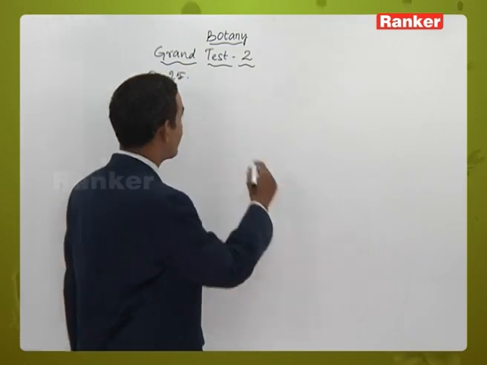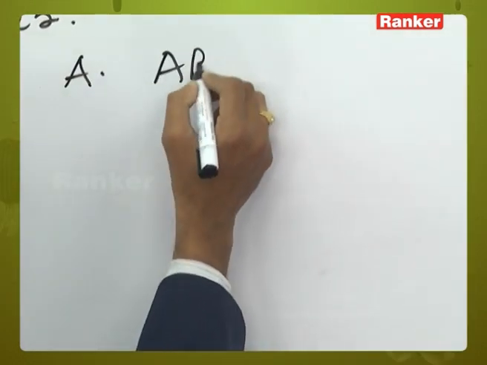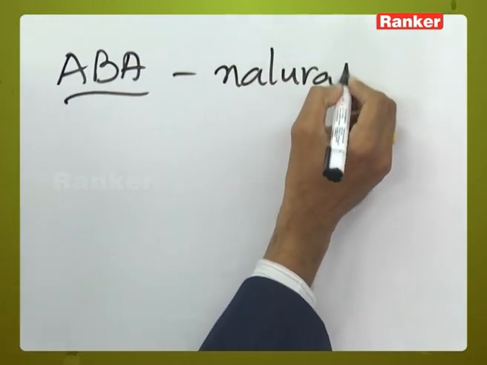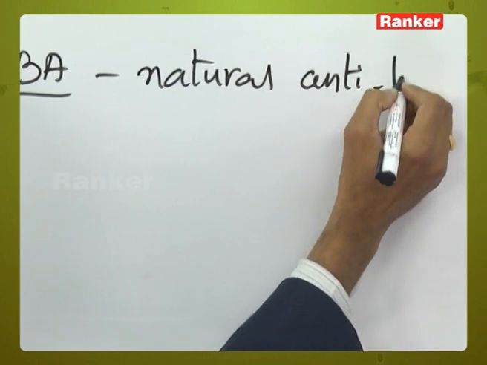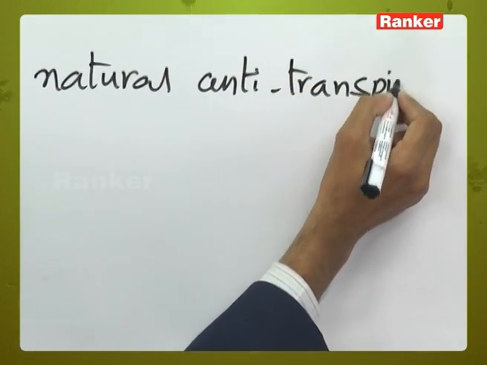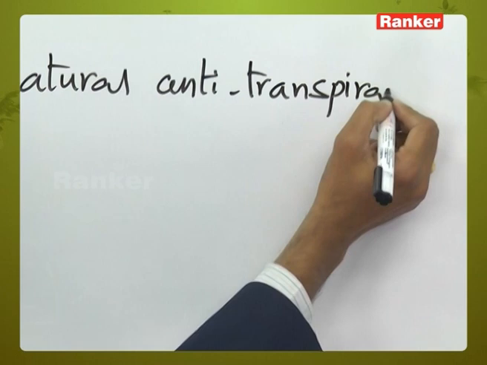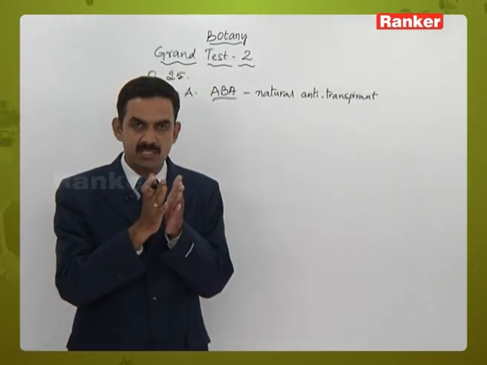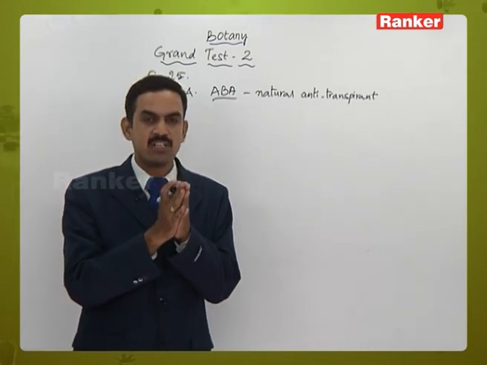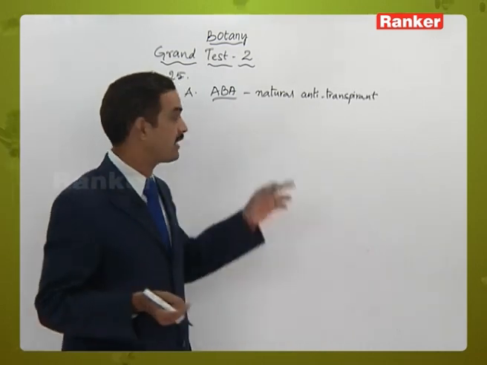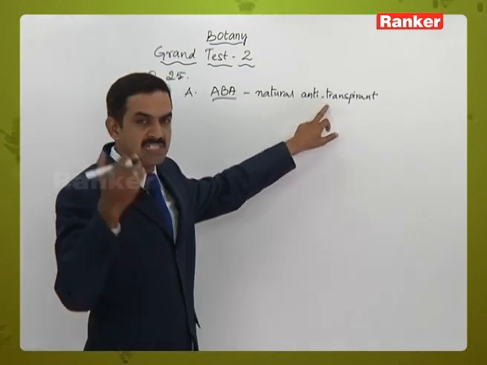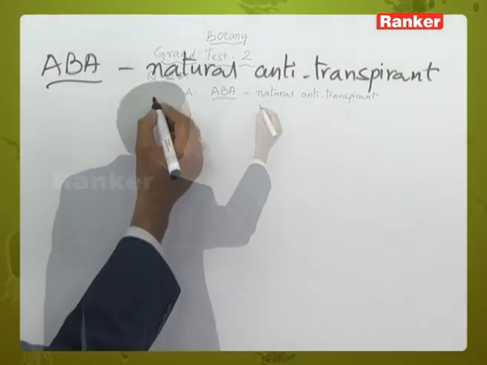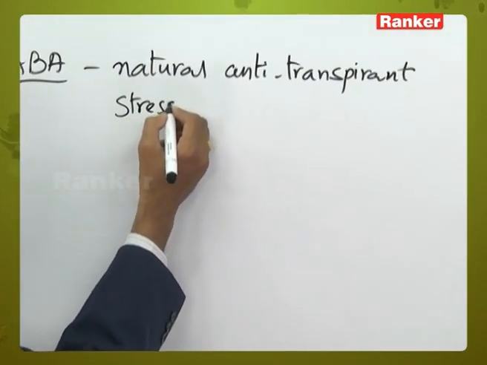So here this is a question related to abscisic acid. Already we know that abscisic acid is a natural anti-transpirant. This is the one which is synthesized inside the guard cells, and it helps in the closure of stomata. When it leads to the closure of stomata, the transpiration process is stopped or reduced. So we call it a natural anti-transpirant, and it is synthesized when water stress conditions are there.